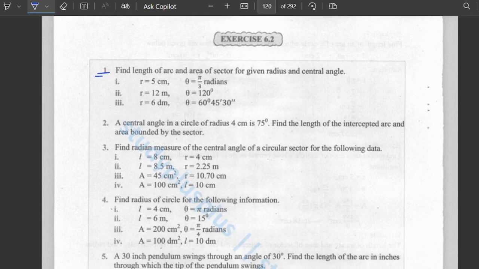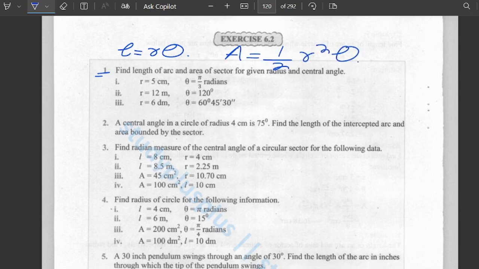But before starting these questions, there is an important point that we need to keep in mind, and that is the formulas. The length of arc is denoted by L, and the value of L is equal to r theta, where r is the radius and theta is the central angle which is given in the radian measure. And then we have the area of sector that is denoted by capital A, and that is equal to 1 by 2 r square theta.